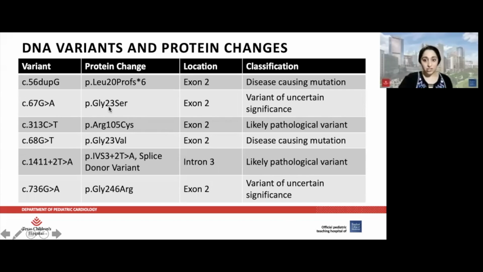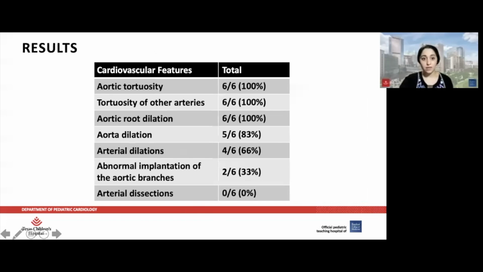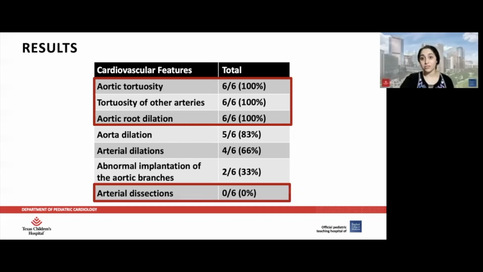And amino acid changes here in 23, 105, and 246 were also seen in the study published by Byans in 2018, though the exact amino acid changes noted here are different than those that were published. So overall, all 6 of our patients were found to have aortic tortuosity, tortuosity of other arteries, and aortic root dilation, which, as I mentioned before, is a z-score greater than or equal to +2. And notably, none of our patients had arterial dissections.